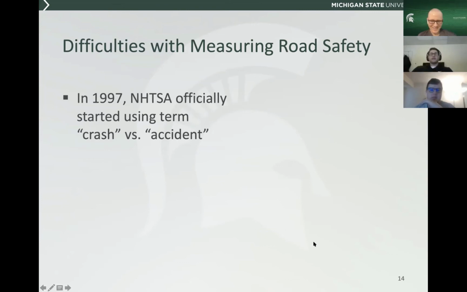Sorry. Go ahead. Because an accident implies the driver error, maybe?